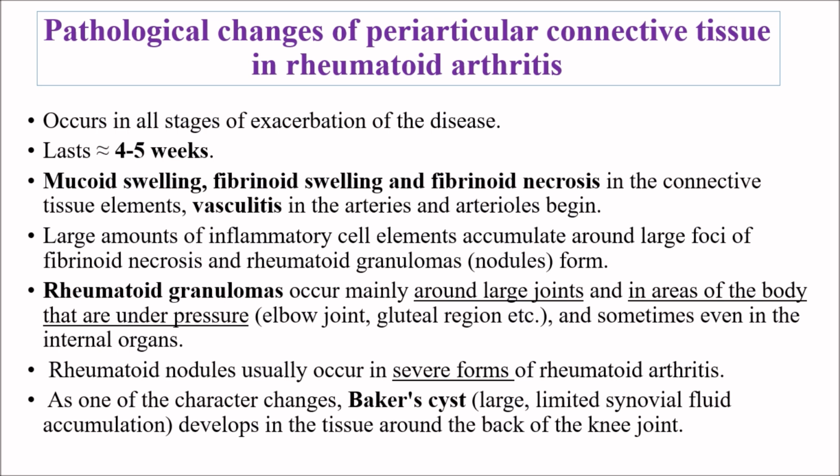A large amount of inflammatory cells accumulates around large foci of fibrinoid necrosis, and rheumatoid granulomas form here. Rheumatoid granulomas, or rheumatoid nodules, occur mainly around large joints and in areas of the body that are under pressure, such as the elbow joint, the gluteal region, and sometimes even in the internal organs. The rheumatoid nodules usually occur in severe forms of rheumatoid arthritis.